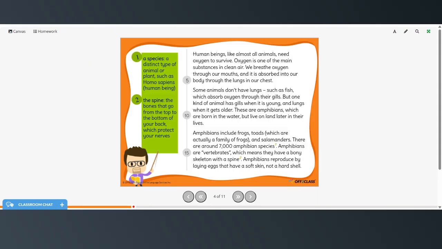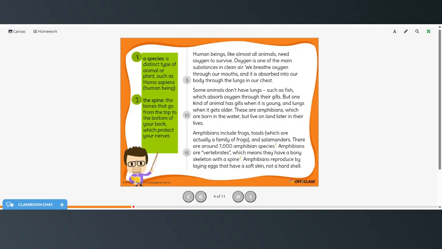Human beings, like almost all animals, need oxygen to survive. Oxygen is one of the main substances in clean air. We breathe oxygen through our mouths and it is absorbed into our body through the lungs in our chest. Some animals don't have lungs, such as fish, which absorb oxygen through their gills. But one kind of animal has gills when it is young and lungs when it gets older. These are amphibians, which are born in the water but live on land later in their lives.